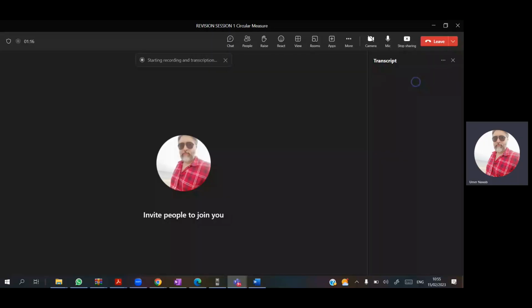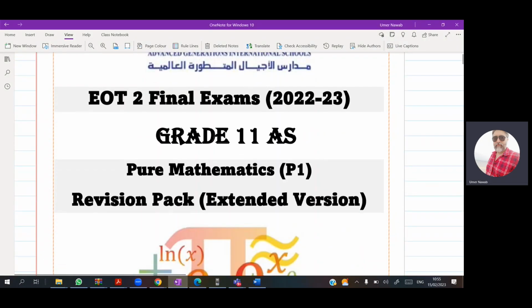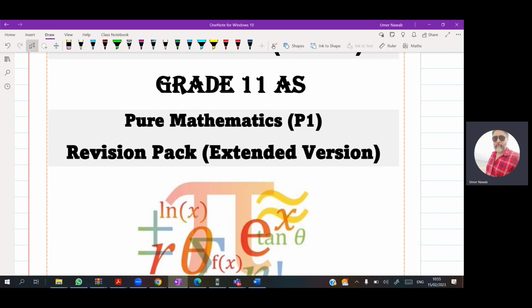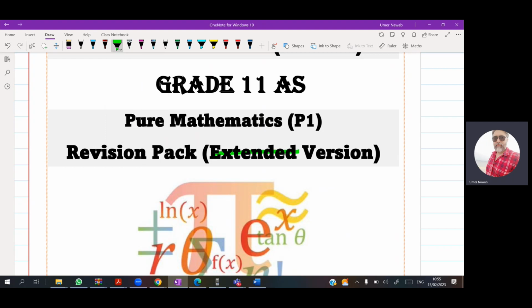Revise with you the end of term two final exams revision for Pure Mathematics 1. You can see here, I am sharing the screen with you. And this revision pack is actually related to the extended version, which was shared with some of the students. So I will try to solve all the questions which are provided from the book and from the past paper. So that's why it is called extended version.